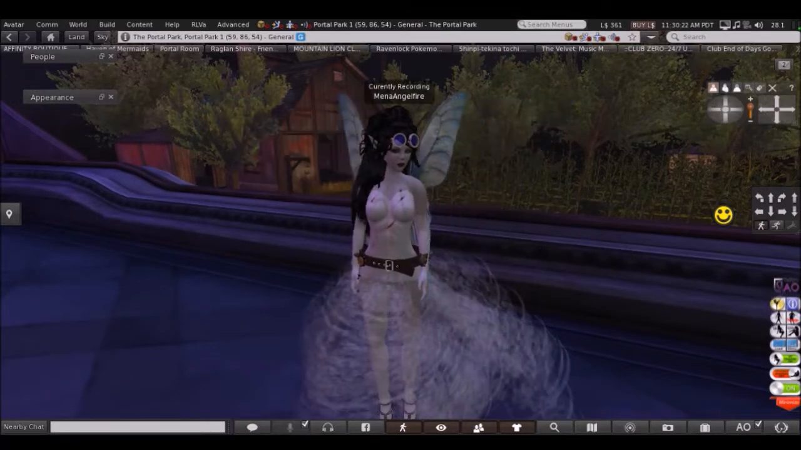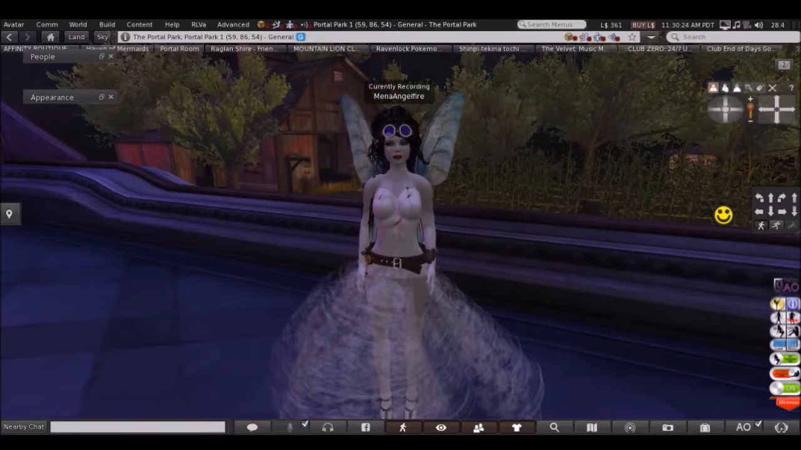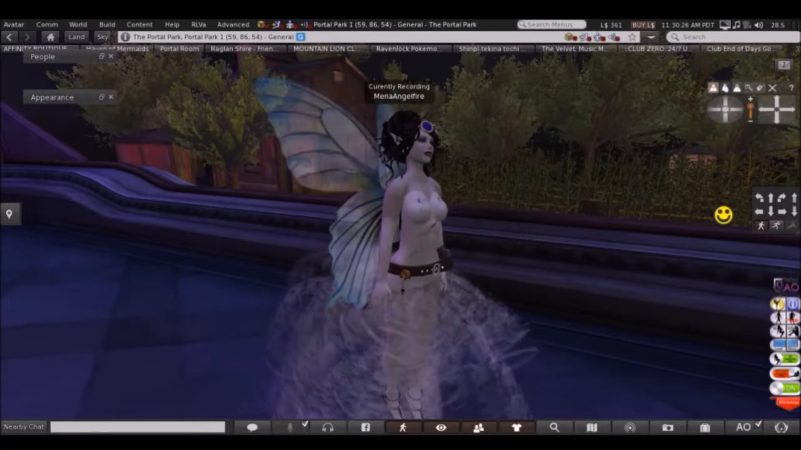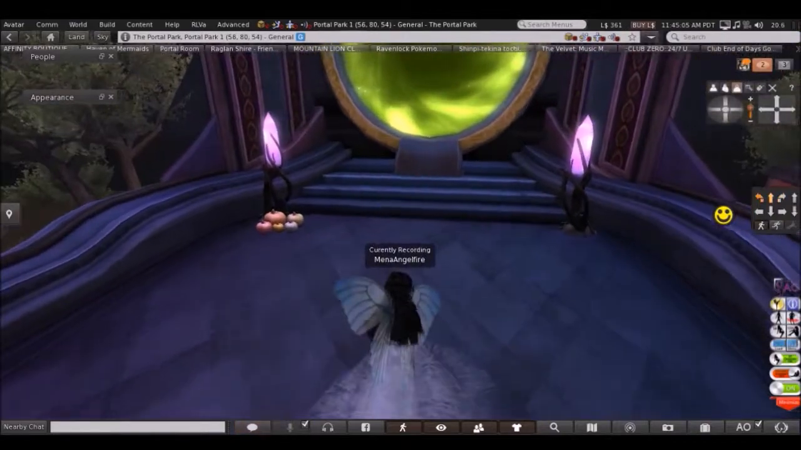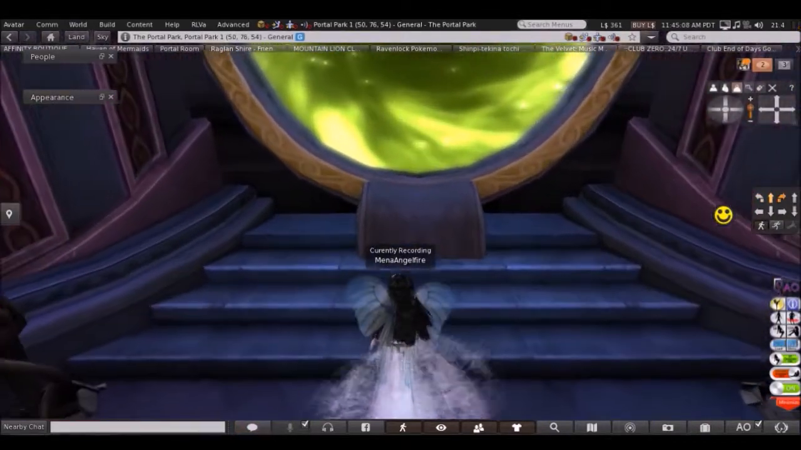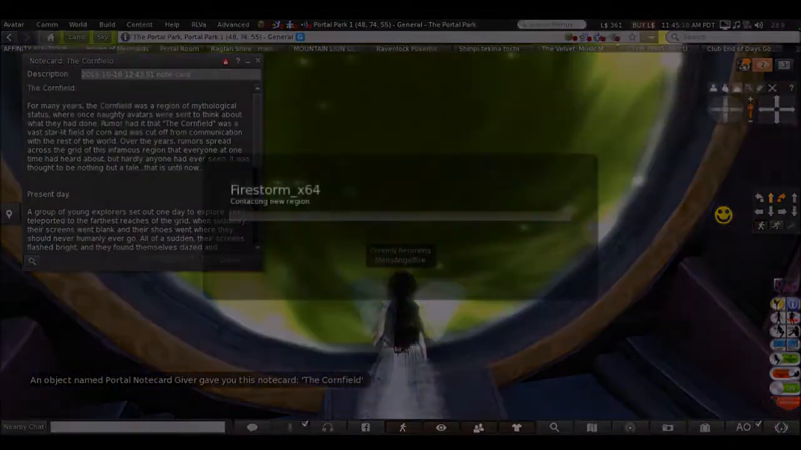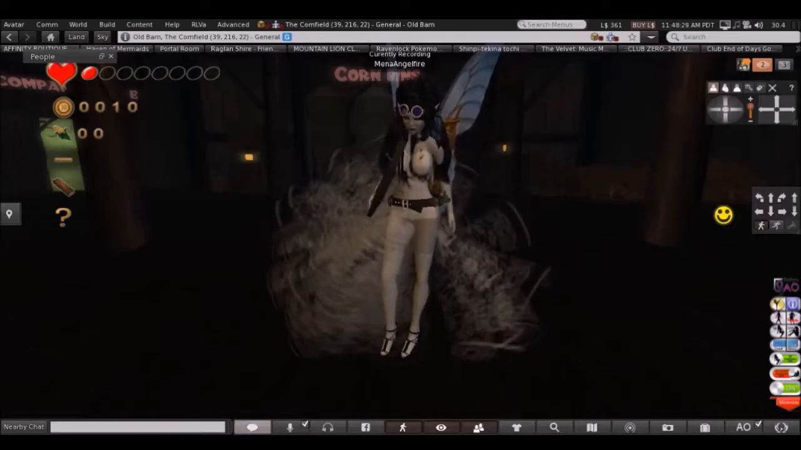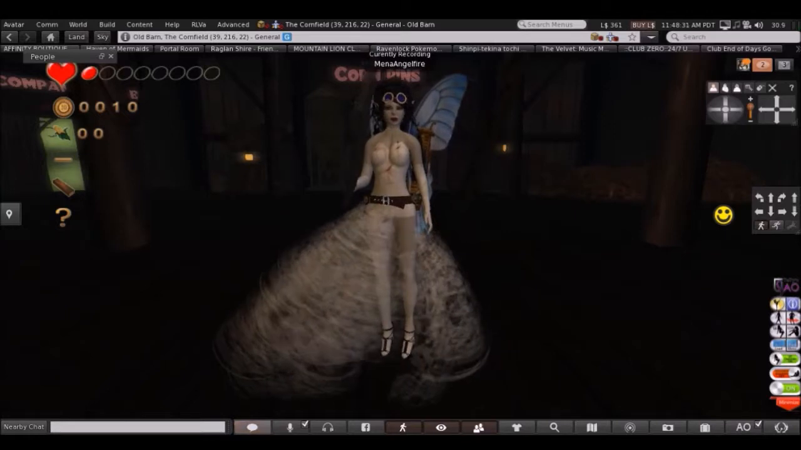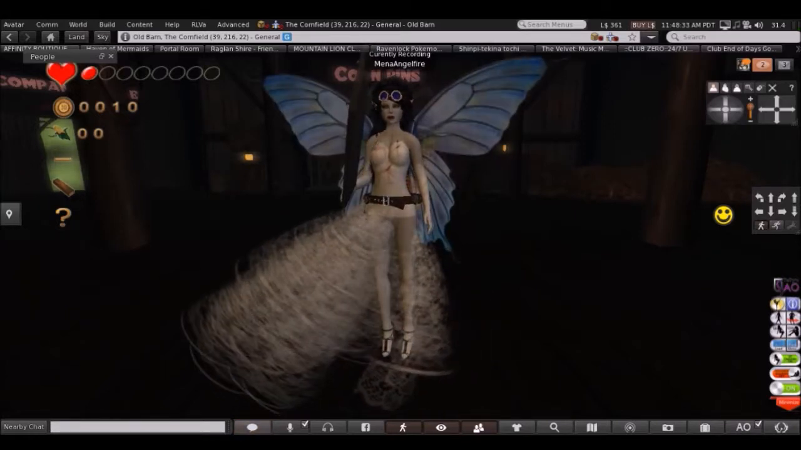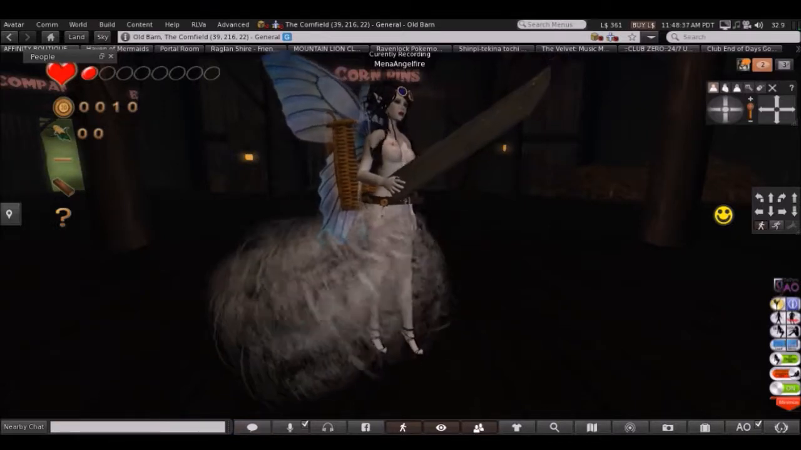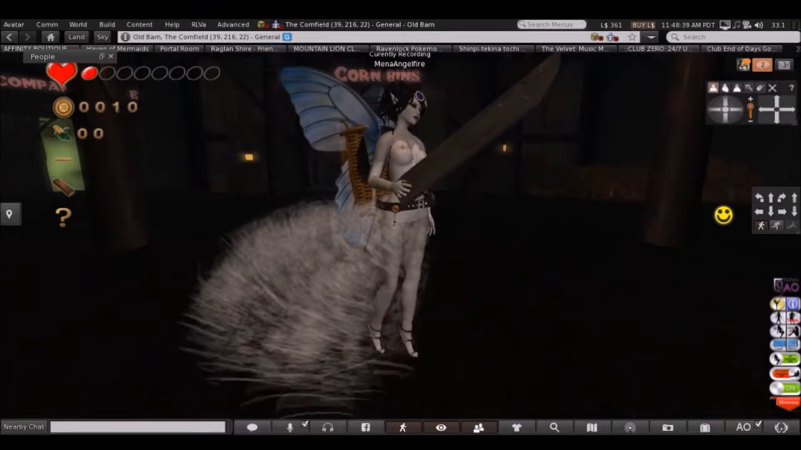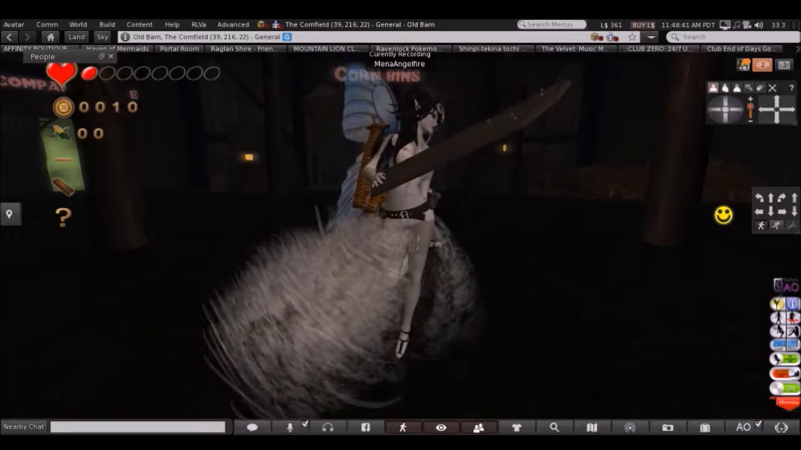Now, to enter the spooky cornfield. And off we go. We are in the cornfield, and I'm afraid I'm out of time, so this will be a two-parter. So, for right now, I will leave you with this.